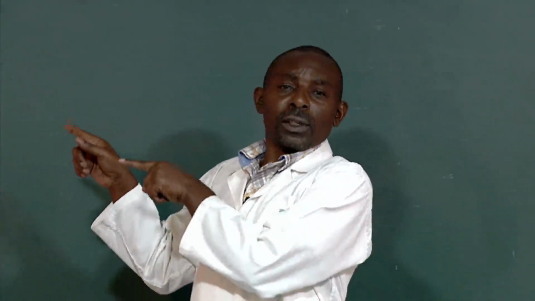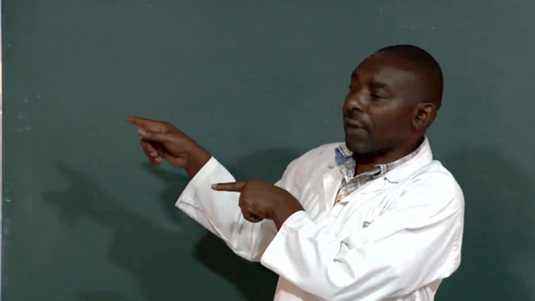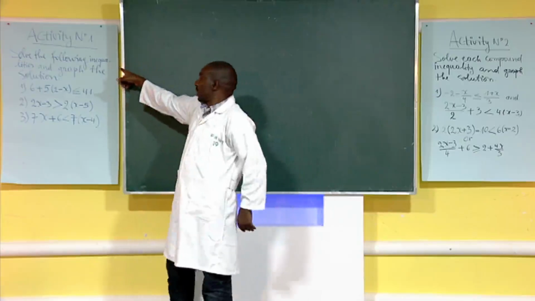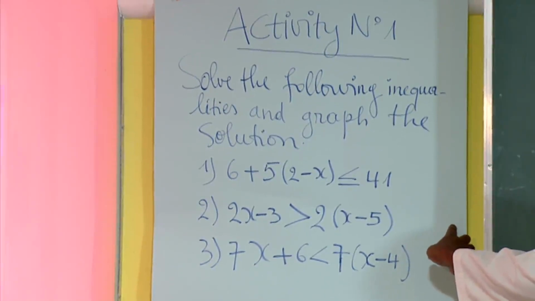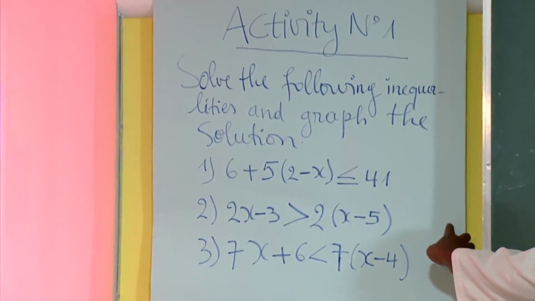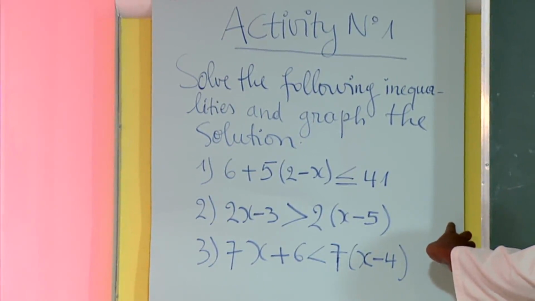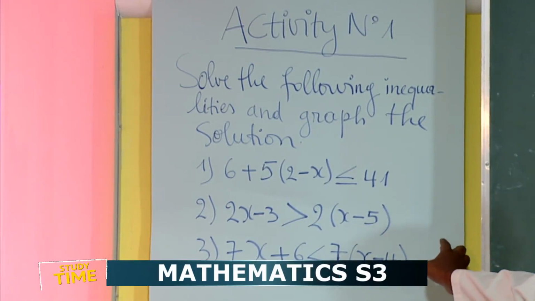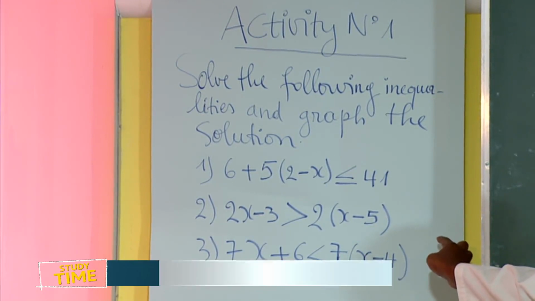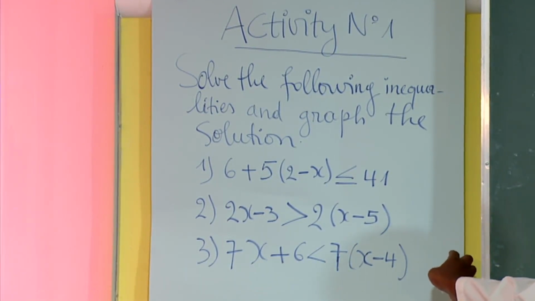Now, let's start our lesson by having an activity. Here we have activity number 1. 6 plus 6 times x minus 2 minus x less than or equal to 41. Number 2. 2x minus 3 is greater than 2 times x minus 5. Number 3. 7x plus 6 is less than 7 times x minus 4.